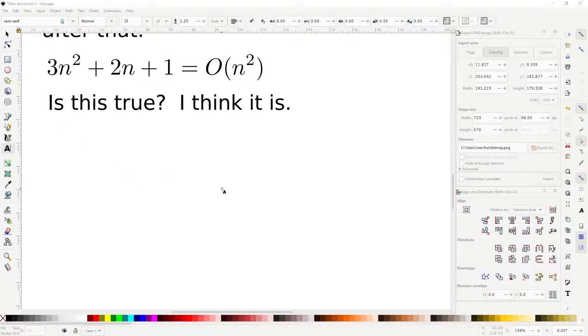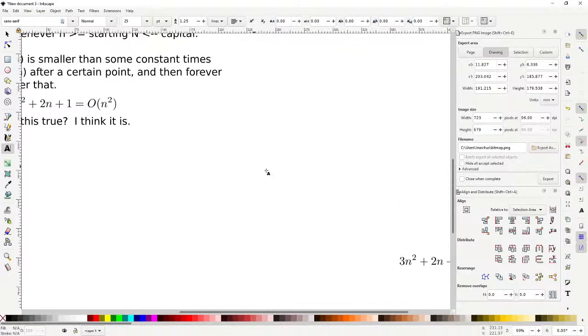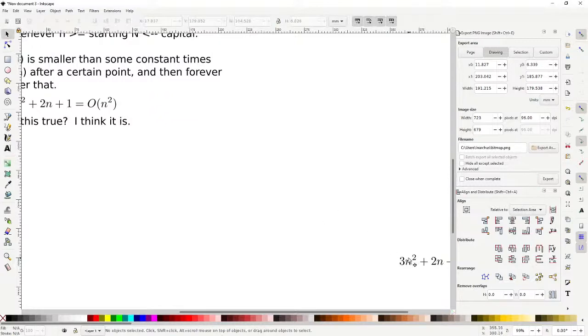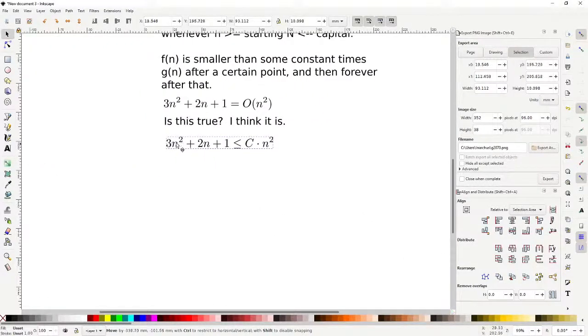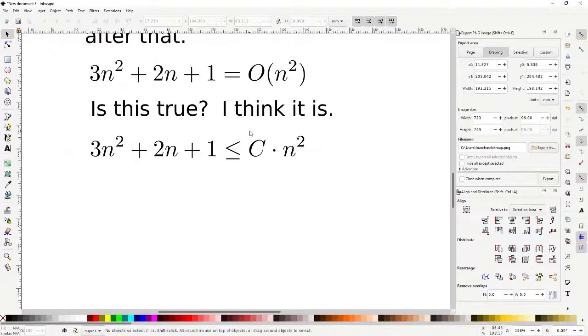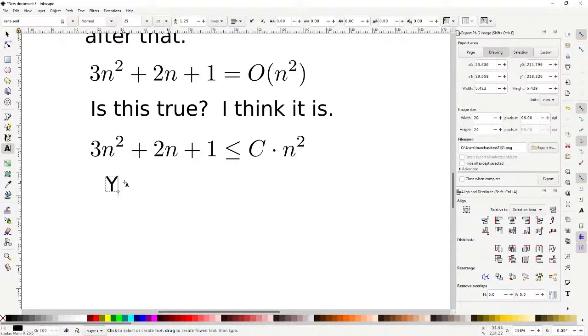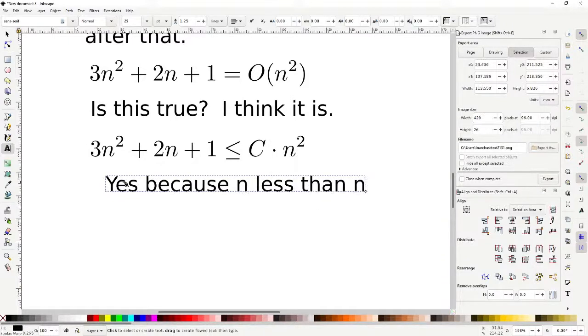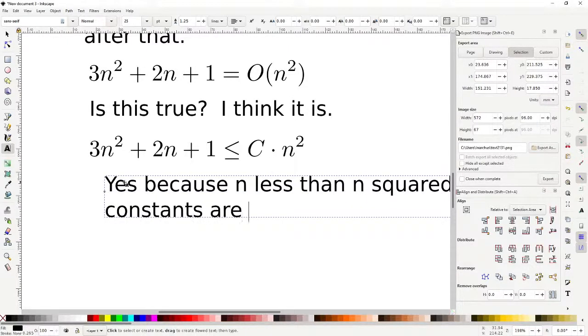Let's see, does f of n equal n squared? That's a good question. We'll get to that once I'm finished with this problem, but that is the next problem. Yes. So is it true that this is true? And the answer is yep, because n is less than n squared. Constants are less than n squared.